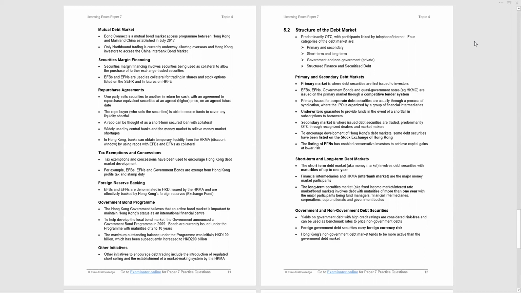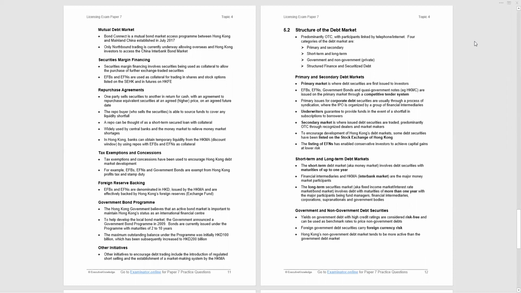Now, the repo buyer, which in my example are the banks, they are selling the securities, able to source funds to cover any liquidity shortfall. A repo, that's the shortened version, can be thought of as a short-term secured loan with collateral. It's widely used by central banks and money markets to relieve money market shortages. That's the important point. And the last bullet point gives us the description of the Hong Kong banking liquidity relief.